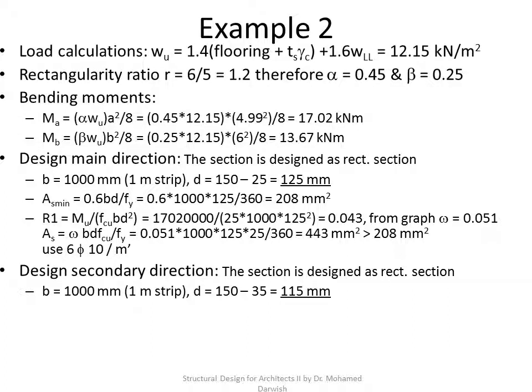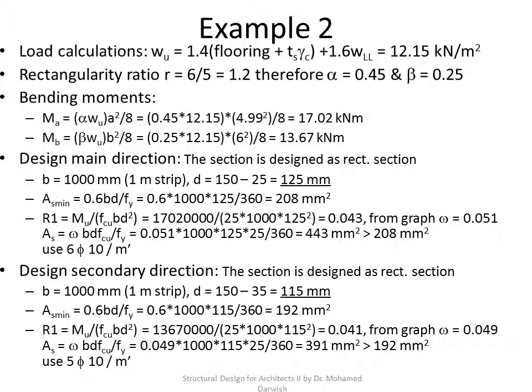For the secondary direction, one of the major differences here is the cover. The cover is not the 25 anymore because you have the diameter of the perpendicular bar, which is 10 millimeters, so the depth is 150 minus 35. Now you'll get 0.6 times BD over F yield, which will give us 192 millimeters square. The R1 omega calculation will give us an AS of 391 millimeters square.